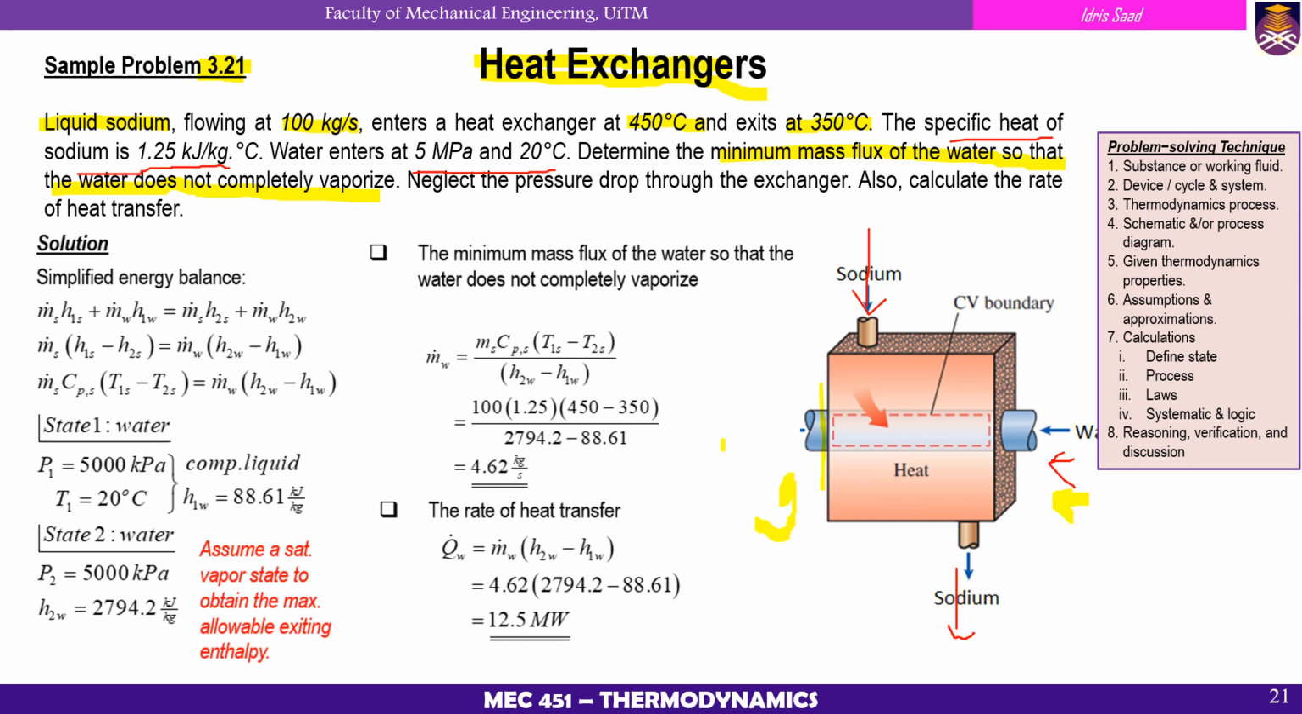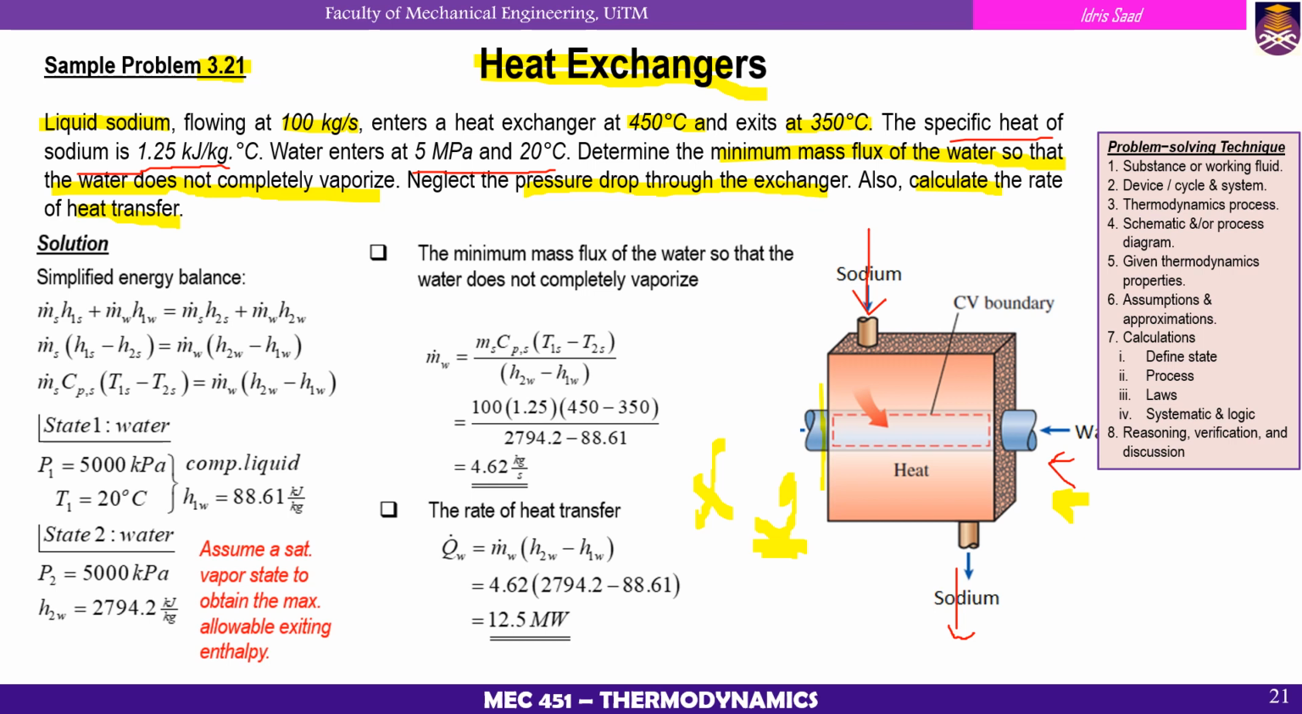Remember we have state F and state G. G is when it has changed completely into gas. We have to neglect the pressure drop in the heat exchanger. Also calculate the rate of heat transfer. So this is what the question asks us to determine.